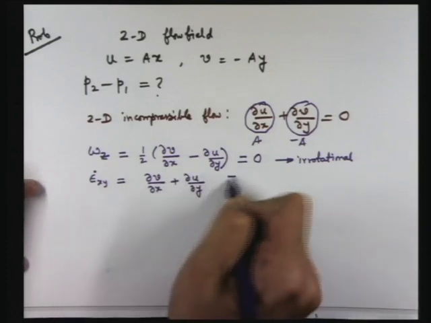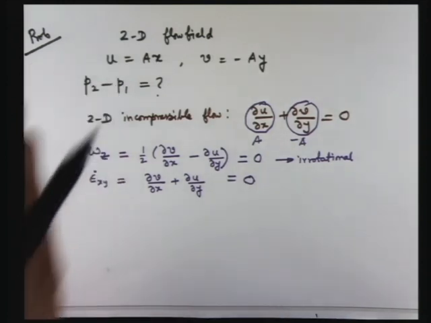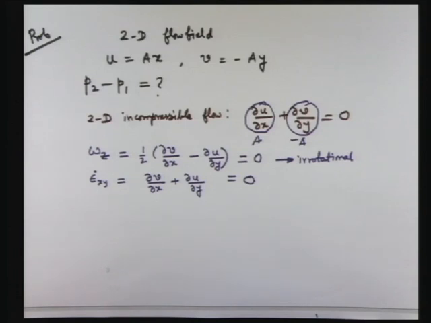This is also 0. So it is a very peculiar example when the fluid is not changing its volume, it is not rotating, it is not having angular deformation, right? So physically what is it doing? To understand that, let us try to get the equation of the streamline.